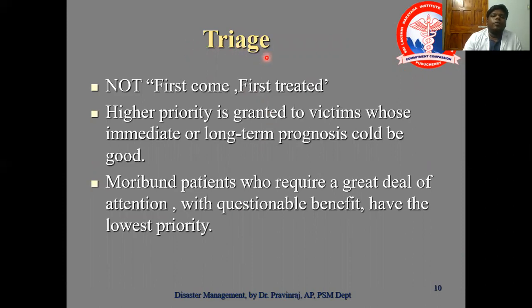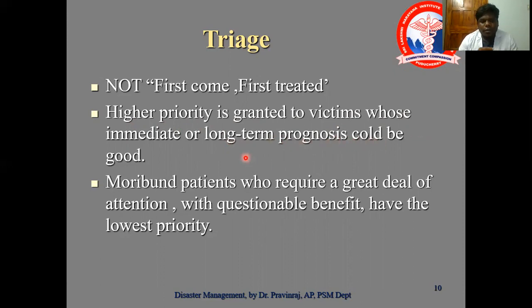So triage. This is important. Usually in OPD, we will be treating the patient who is coming first, then the next person will come. But here it is not like that. Here it is not on the basis of first come, first treated. Here we are giving priorities for different sets of people. How? Priority is granted to victims whose immediate or long-term prognosis could be good.